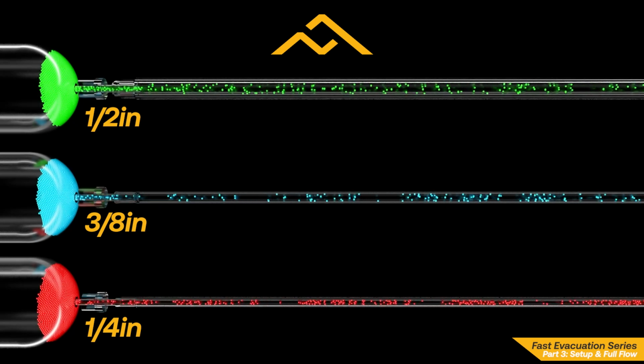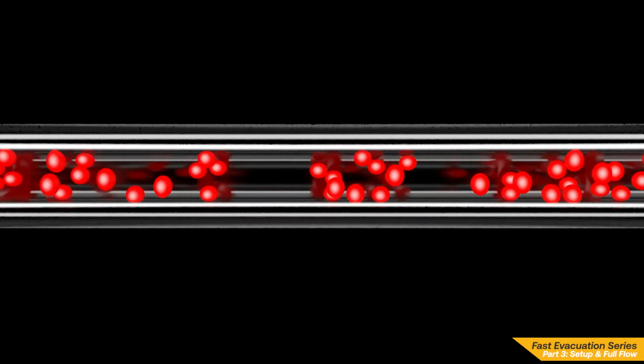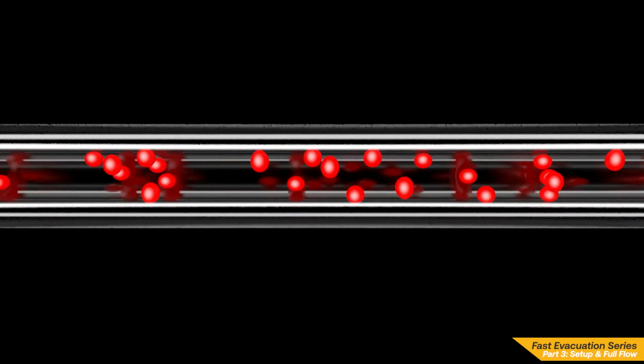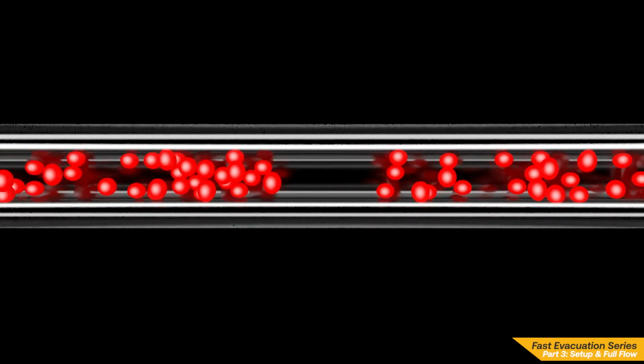When we look at the molecules in the 1/4-inch hose, we can see that the molecules are crowded and are colliding with each other much more frequently, causing them to slow their travel or even change direction.